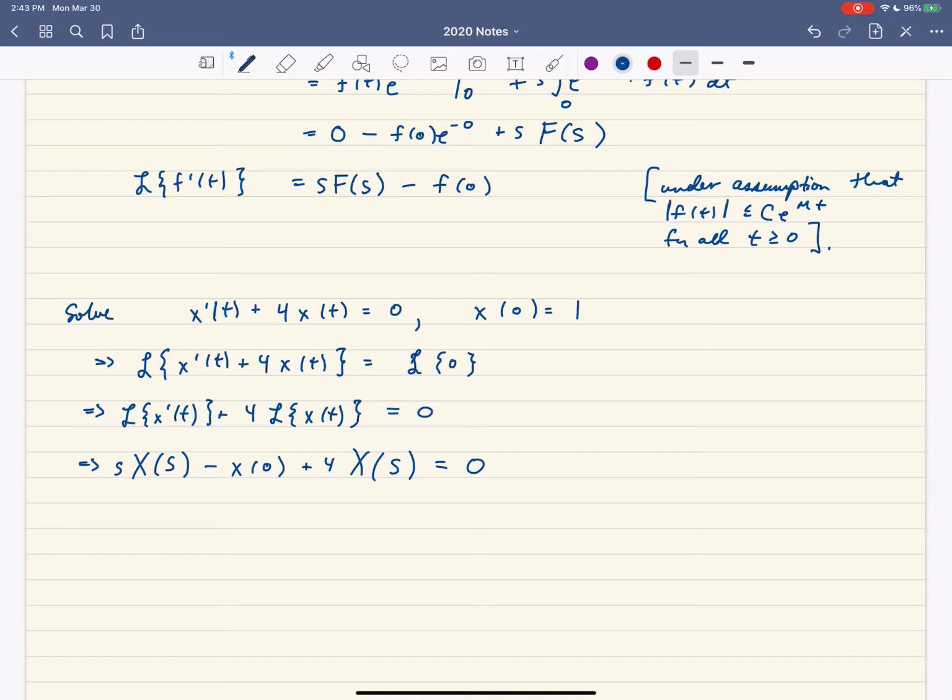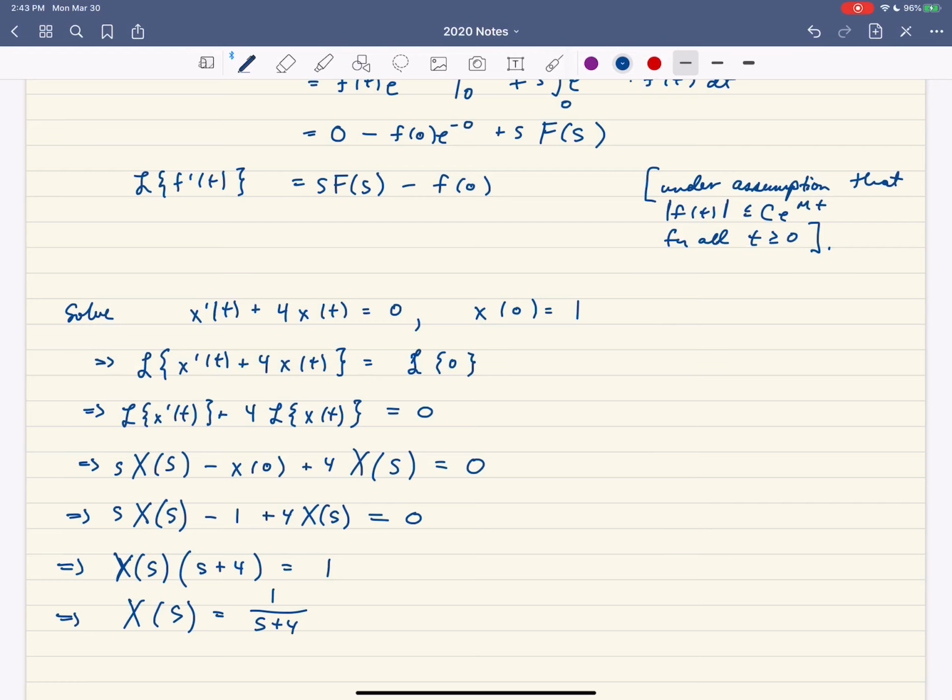And so what this is going to be is, let's see, we're going to get s times capital X of s minus 1 plus 4 times capital X. And now our job is to solve for capital X. So I'm going to get the 1 on the other side and factor out the capital X on the left. So we have capital X of s times the quantity s plus 4 equal to 1. And that means that capital X is equal to 1 over s plus 4.